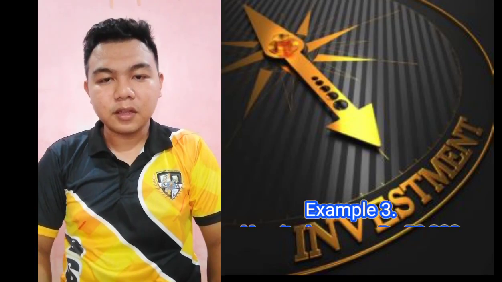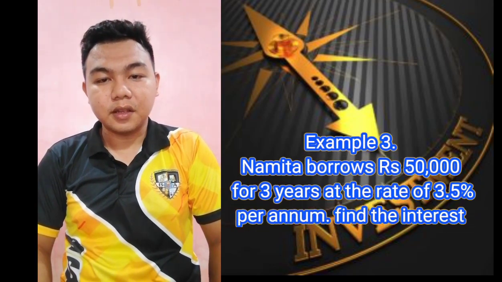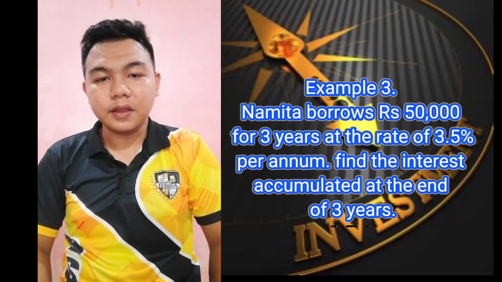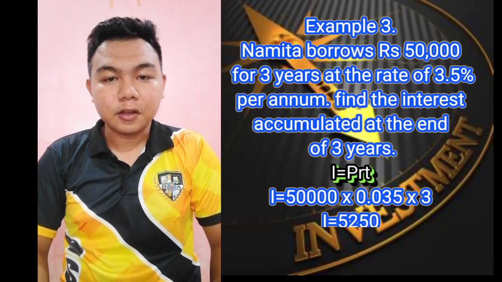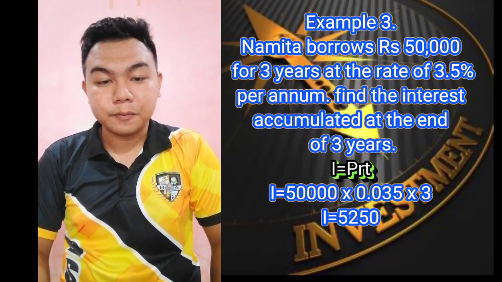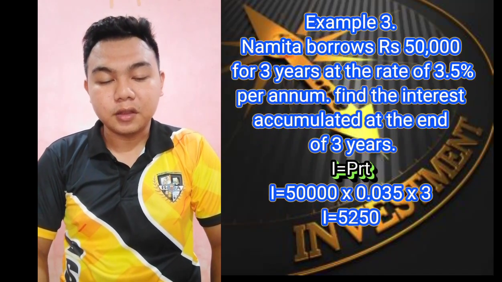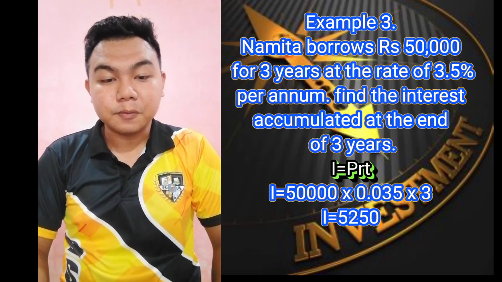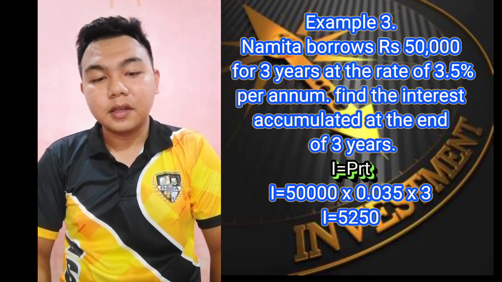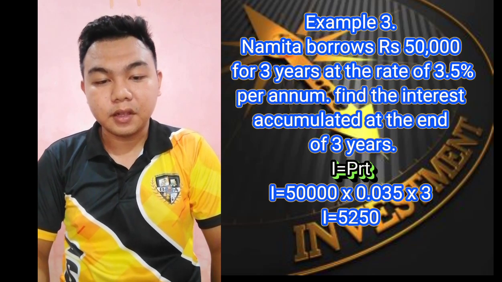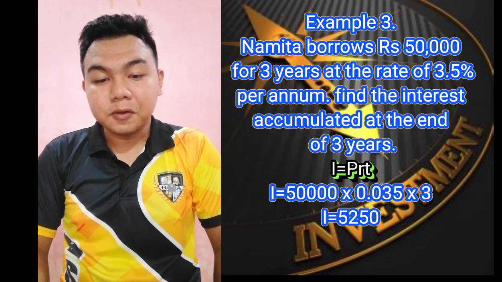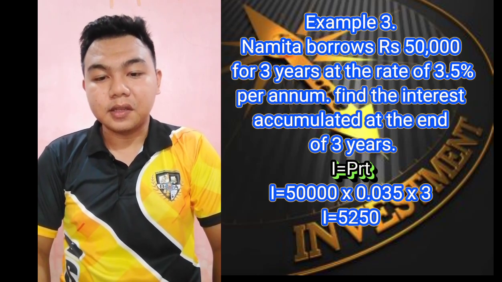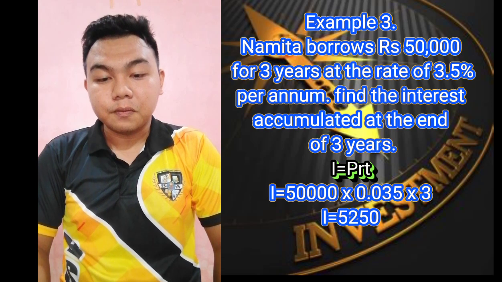Namita borrowed 50,000 for 3 years at the rate of 3.5 per annum. Find the interest accumulated at the end of 3 years. Since we want the interest accumulated at the end of 3 years, the formula we need to use is simple interest. The given is P equals 50,000, the rate is 3.5, and the time is 3 years. So, 50,000 times 3.5 times 3 is equal to 5,250.